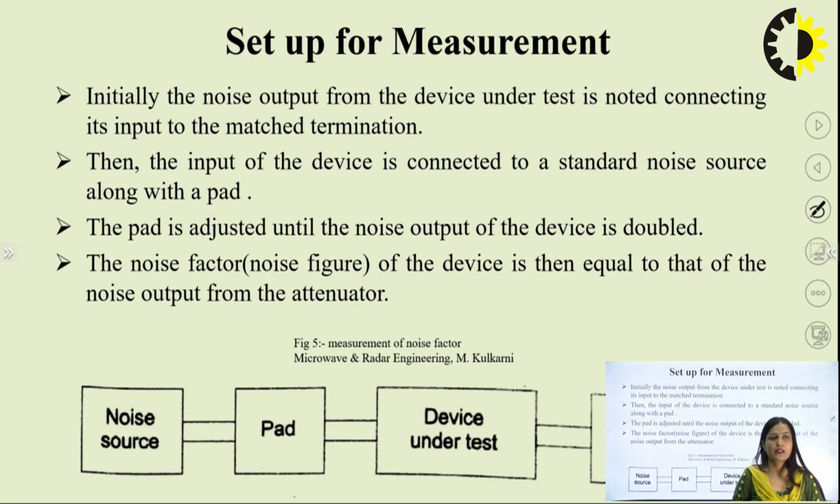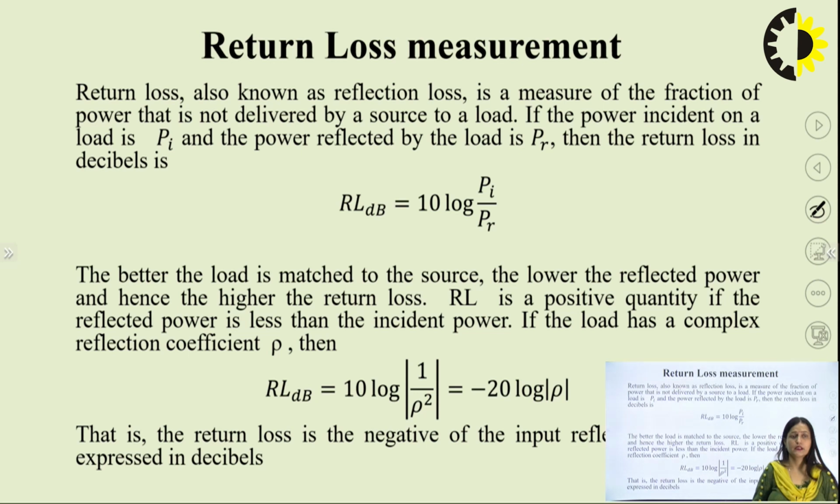Now this pad is adjusted until the noise output of the device is double. So when we have done this setup, we are getting one noise factor. Now this will be adjusted to get the double noise power. So the noise factor, or we can say the noise figure of the device, is then equal to the noise output from the attenuator. So the next measurement is the return loss measurement.